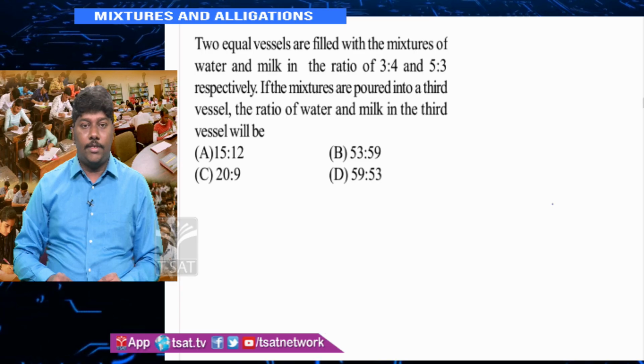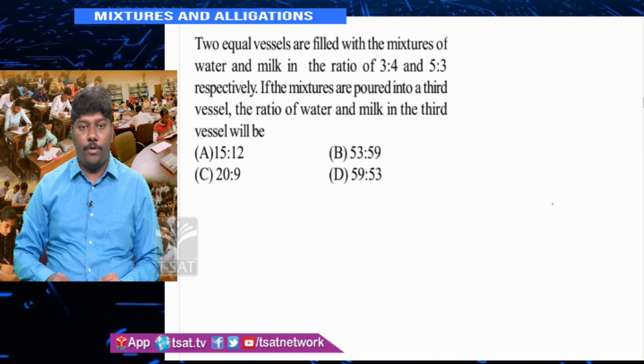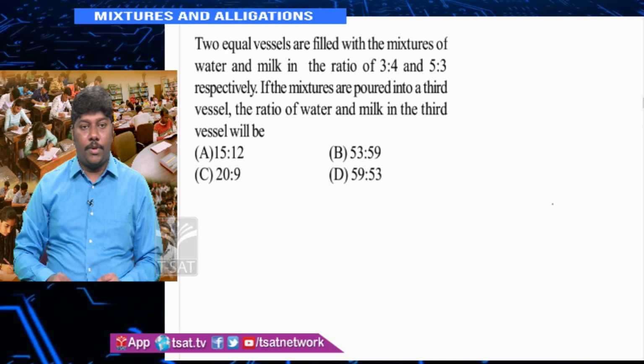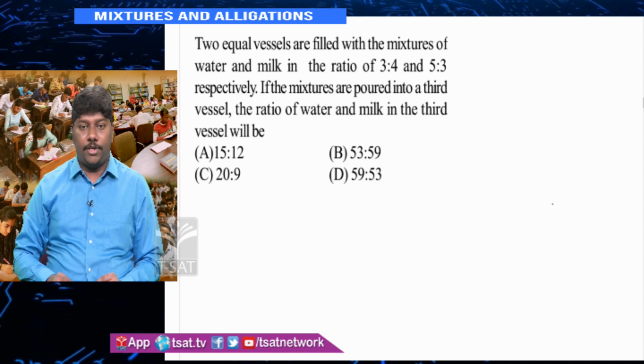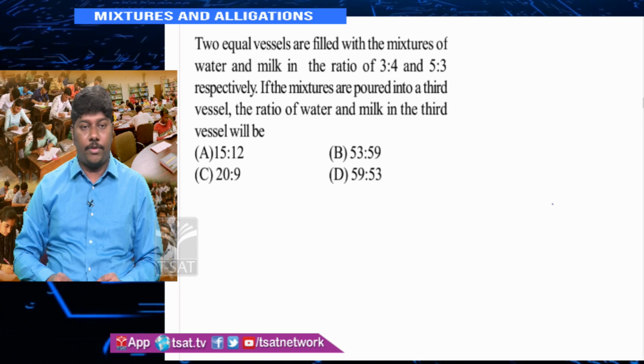Two equal vessels are filled with mixtures of water and milk in the ratio 3:4 and 5:3. So in the first one, water and milk in the ratio 3:4. In the second one, 5:3. Water and milk ratio is 5:3.